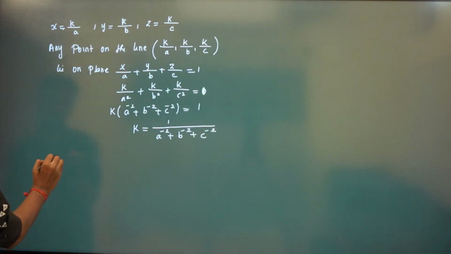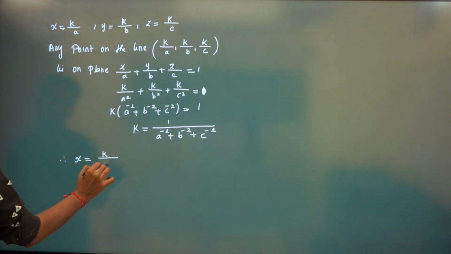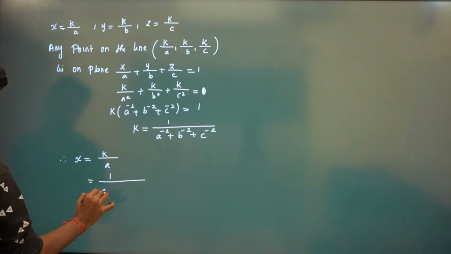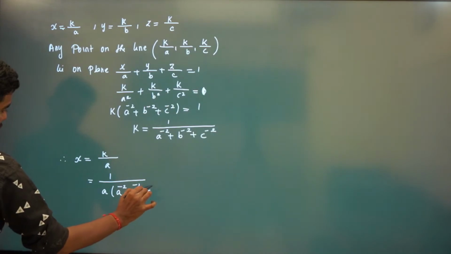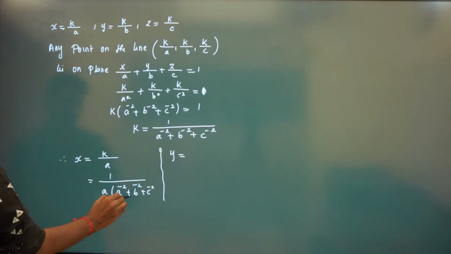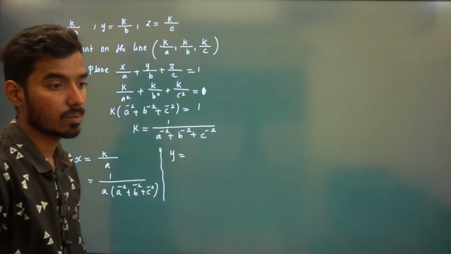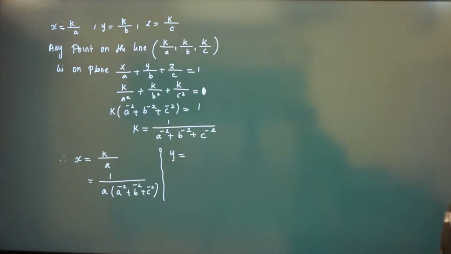So therefore, your x is k by a, right? And we know k is this. So that means this will be 1 divided by a into a power minus 2, b power minus 2 plus c power minus 2. And similarly, I'm just trying to find x, y, z in terms of everything to be k. But here we have k. I'm trying to find the value of k in terms of ABC.